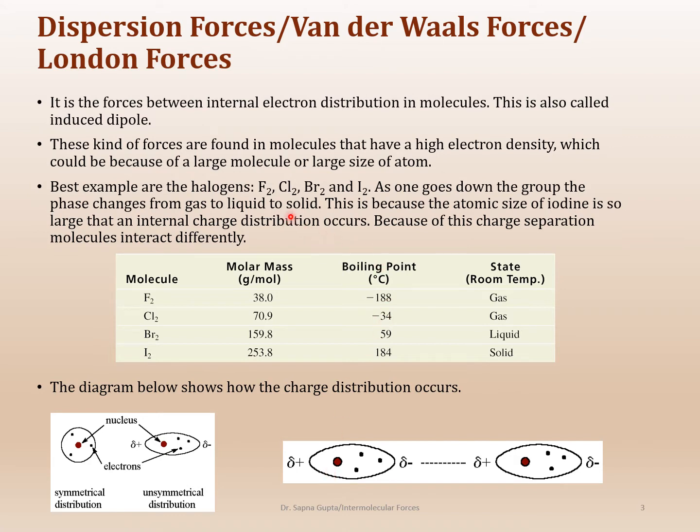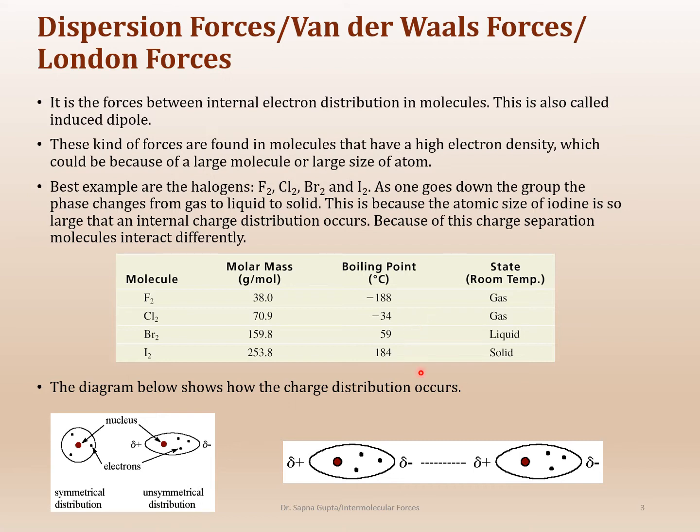This is best shown in fluorine, chlorine, bromine, and iodine. These are the halogens in group number 7. Going down the group, fluorine is the smallest atom, chlorine is getting larger, and iodine is the largest one. So if you look at the boiling points of all of these halogens, fluorine is the lowest and iodine is the highest, which means that fluorine and chlorine are gases with negative boiling points. Bromine is a liquid, and iodine is a solid, and that shows that the intermolecular forces in iodine are way more than bromine and definitely way more than fluorine or chlorine.